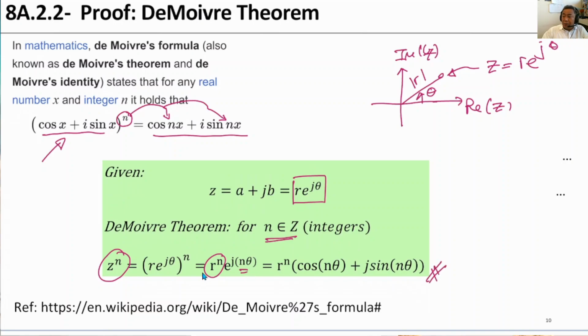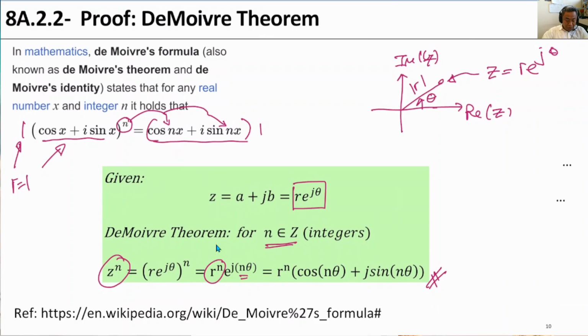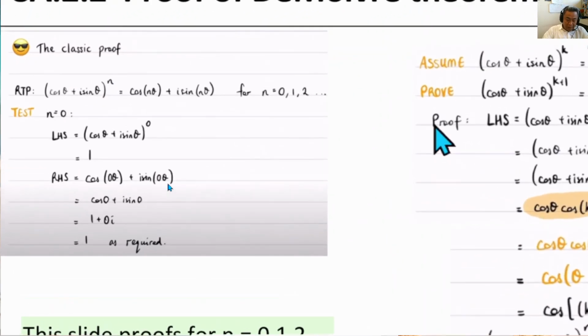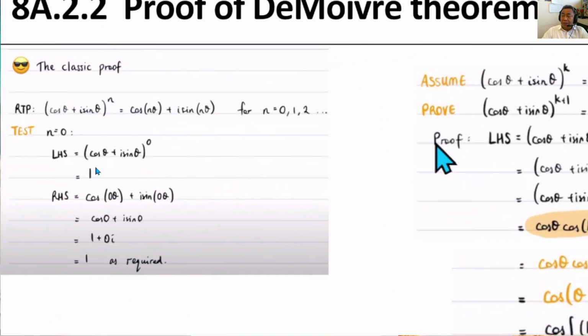So this is the form that we are interested in, and it is actually the same as the previous form. The only difference is that the r was 1 here, and that is why the r remains as 1 without exponentiating by n. Let us prove. In this proof, I follow Eddie Wu's video. This is the link, you can take a look. And there's also Simple Science and Math, trying to explain the same thing. I took a snapshot of Eddie's proof here, and this is how he goes about proving De Moivre's theorem.